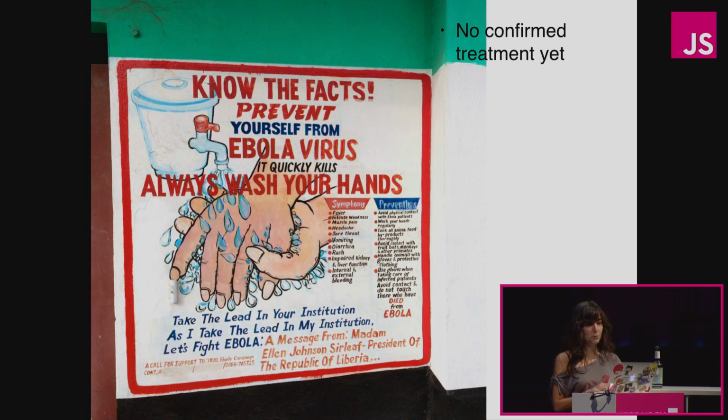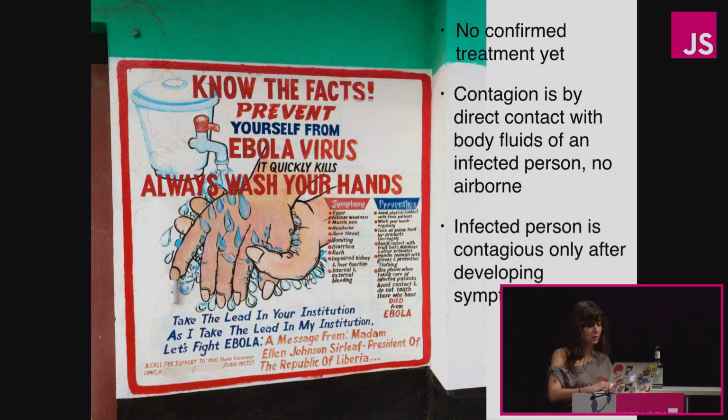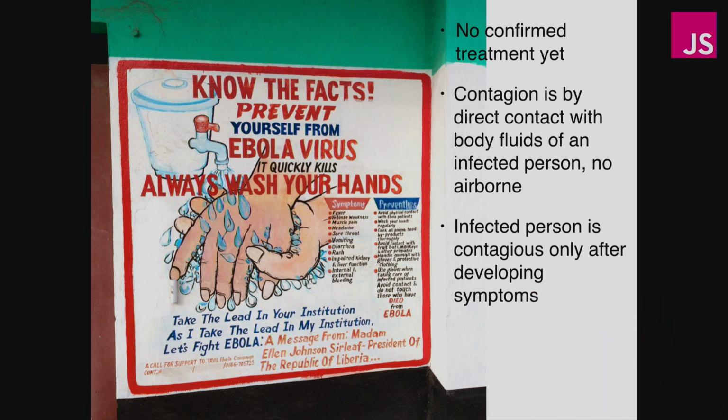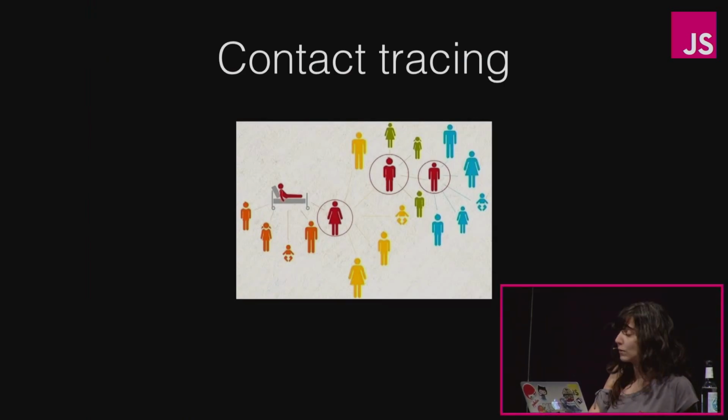However, Ebola has some good parts in comparison with some other diseases in what regards the spread. One is that contagion requires direct contact with body fluids, so it's not airborne, like a cold. And also, infected people are only contagious after they develop symptoms, unlike the flu, where you are giving it to other people and you don't even know you are sick yet. We also know that the incubation period is up to 21 days. And the way to fight Ebola is mostly what is called contact tracing.